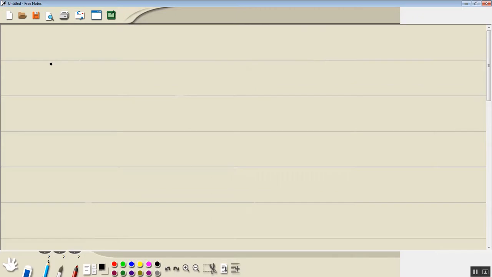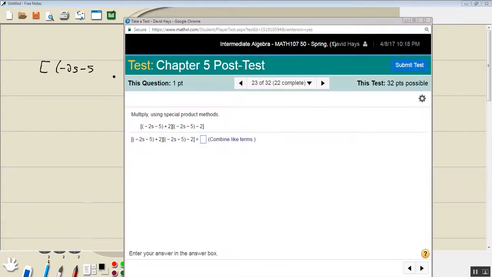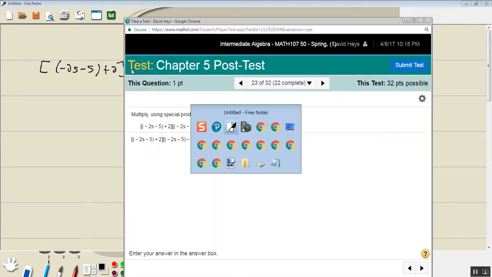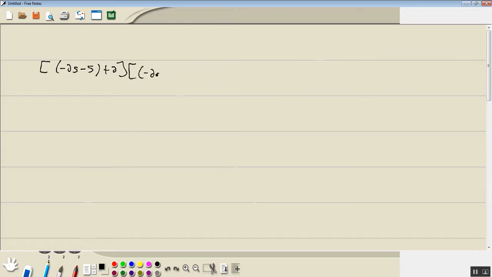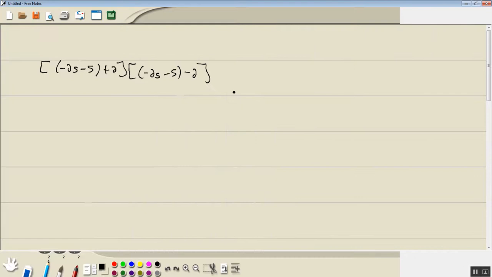What the world is this one saying? I think they're conjugates of each other, but let's see. Minus 2s. I hate s's. Minus 5, because my s's look like 5s. Plus 2. And negative 2s minus 5 minus 2. They are conjugates. Now, a nice part about conjugates is, why it's conjugate is this is my first part, that's the same as the first part here. This is my second part, and it's the same as the second part here. But the sign in between them is different.